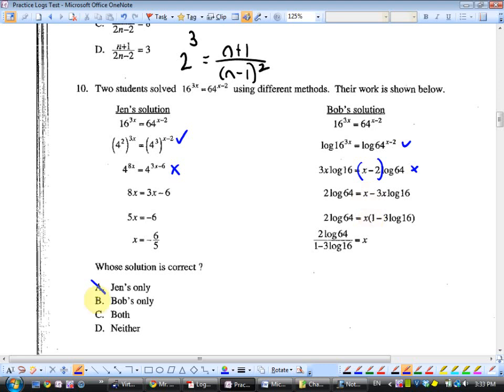Sorry, Bob. Oh, and it can't possibly be both. I should have crossed Jen both out as soon as I knew that you were wrong, right? Yeah, metaphorically you, not you. You know what I mean. Neither.